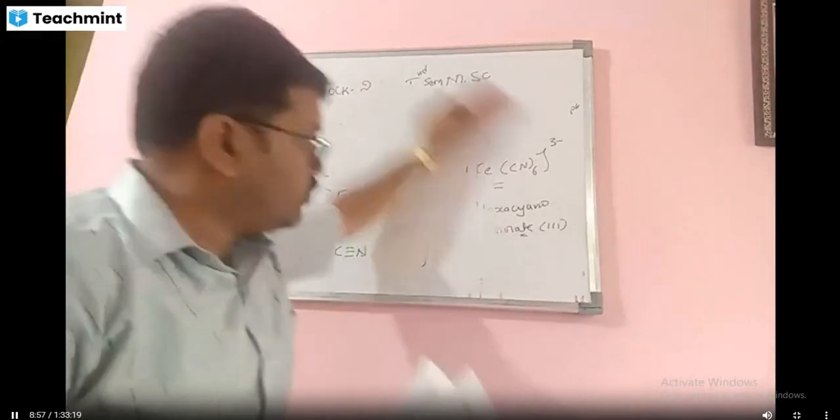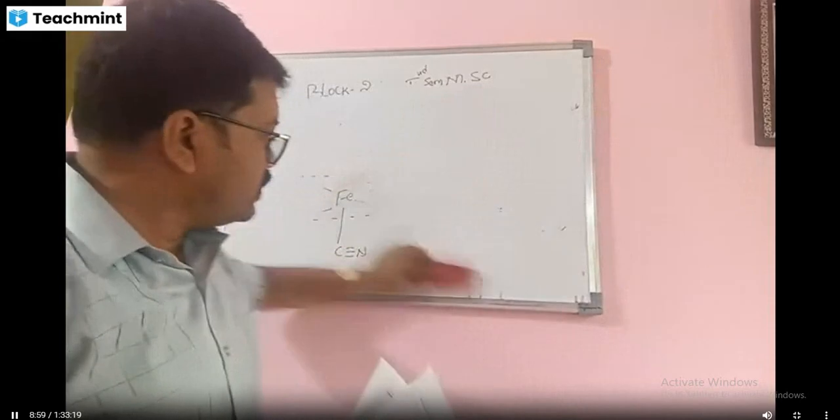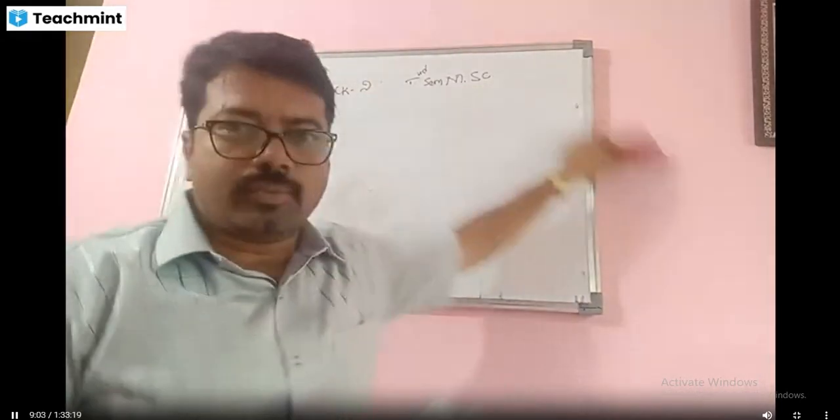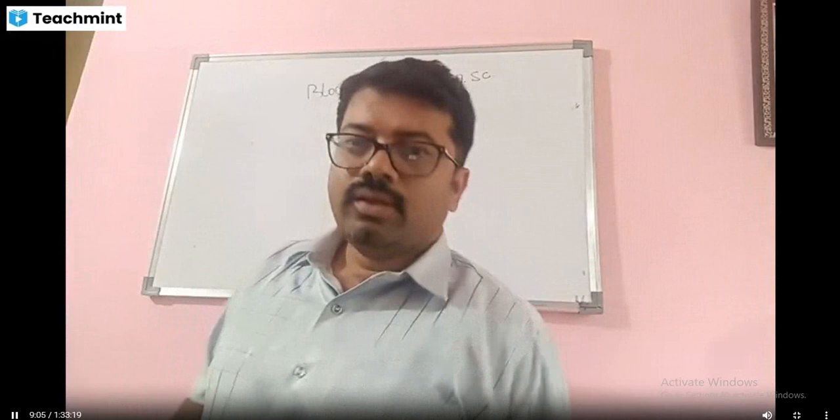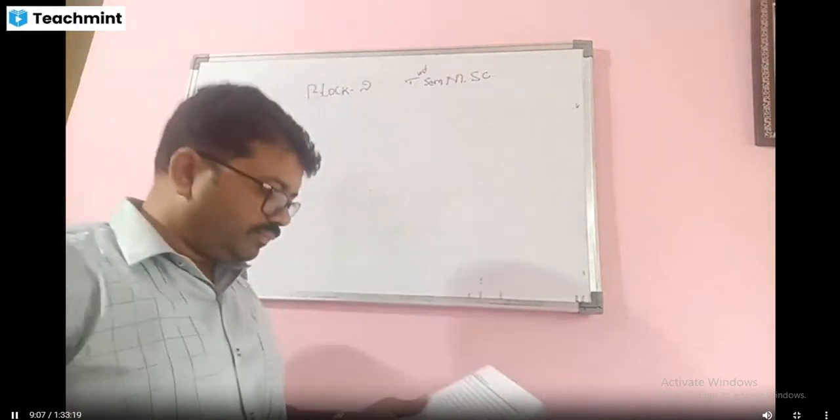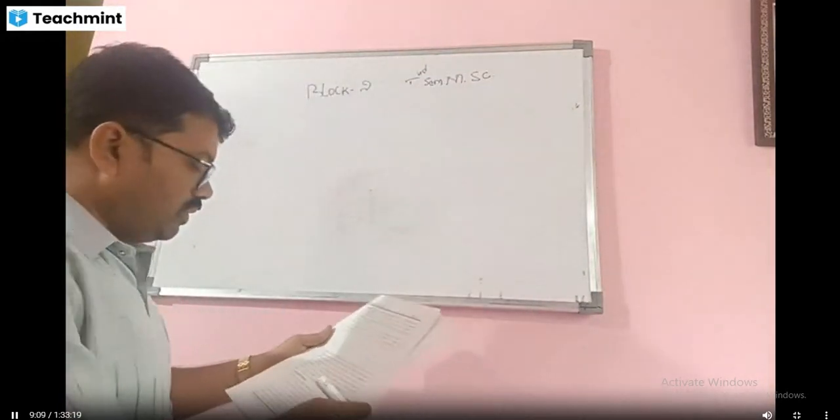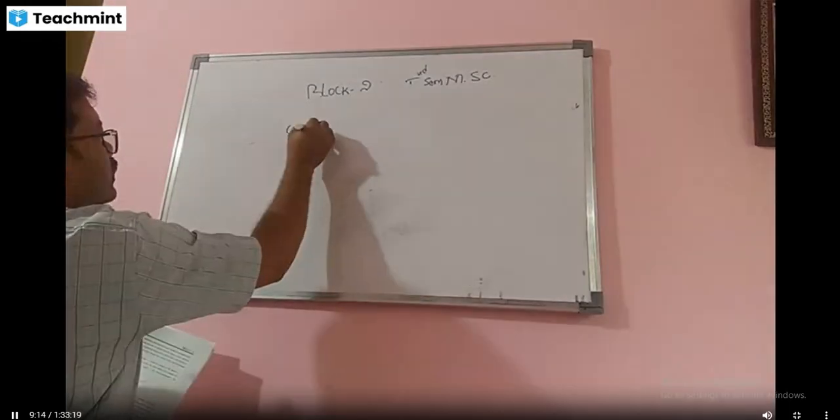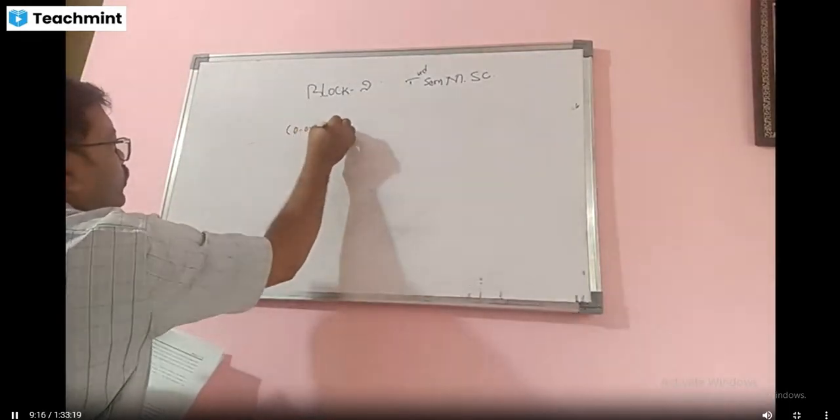There are 3 types: neutral complex, cationic complex and anionic complex. We have seen an example for each one. What is a coordination compound?